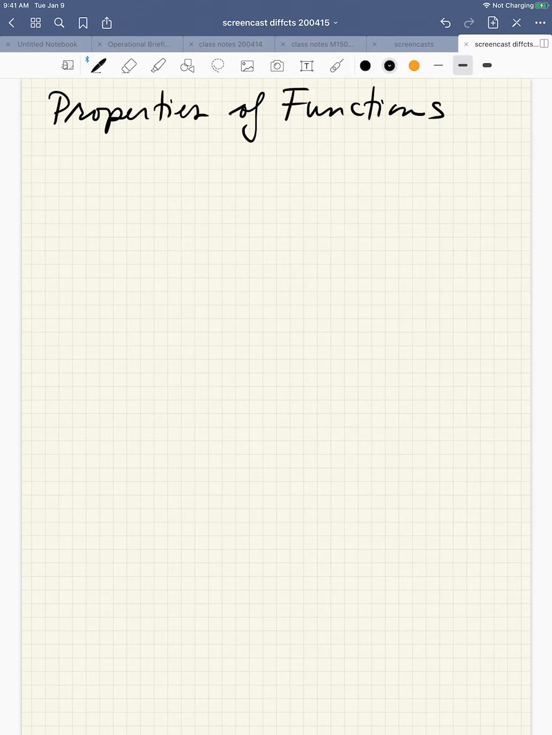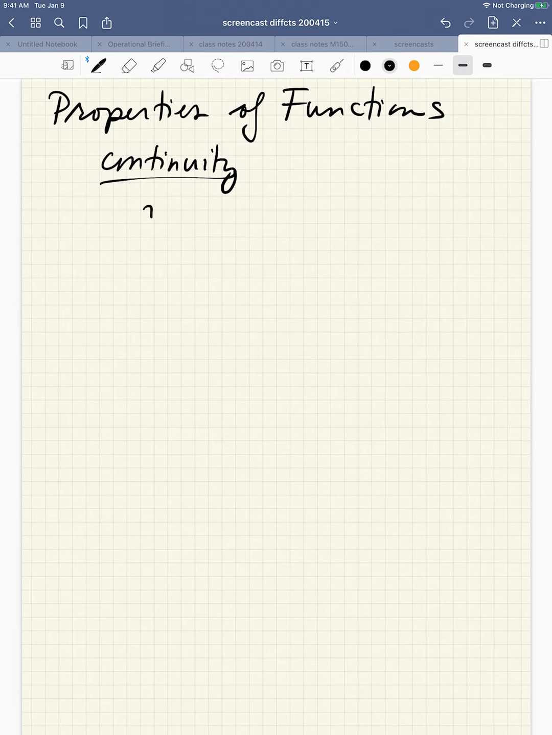Another basic thing about functions are the types of functions that are out there, like polynomials and rational functions and exponentials and logarithms. In calculus, we're going to study some general properties of functions. One of those properties that we've studied is continuity.